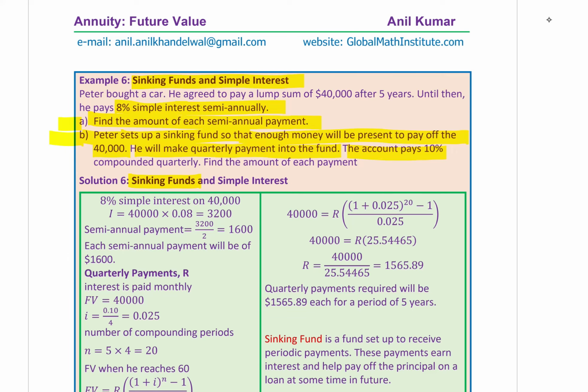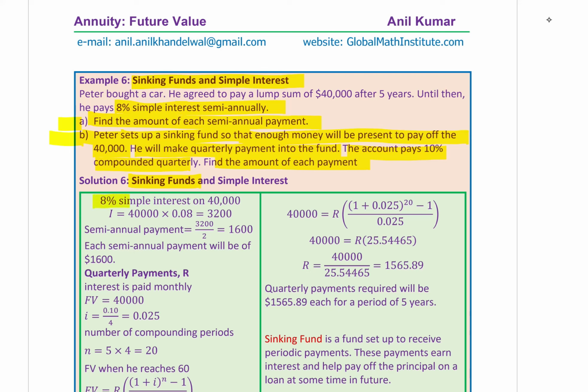The account pays 10% compounded quarterly. Find the amount of each payment. So he can make recurring deposits of smaller amounts over a period of 5 years. And at the end of 5 years, he wants to ensure that there is 40,000 in this particular account to pay off as a lump sum amount. You get the idea. So now you can pause the video and answer this question.